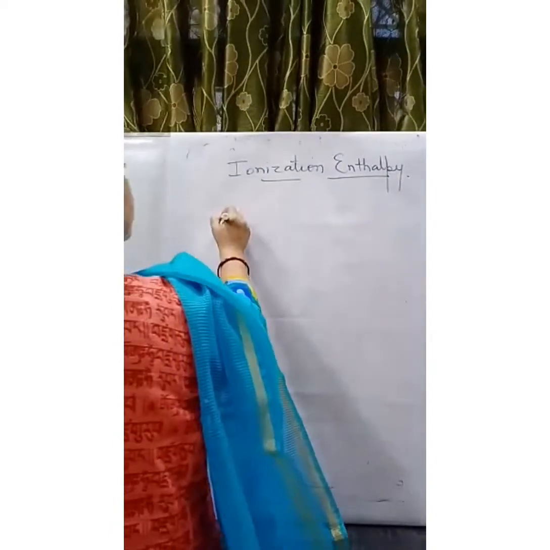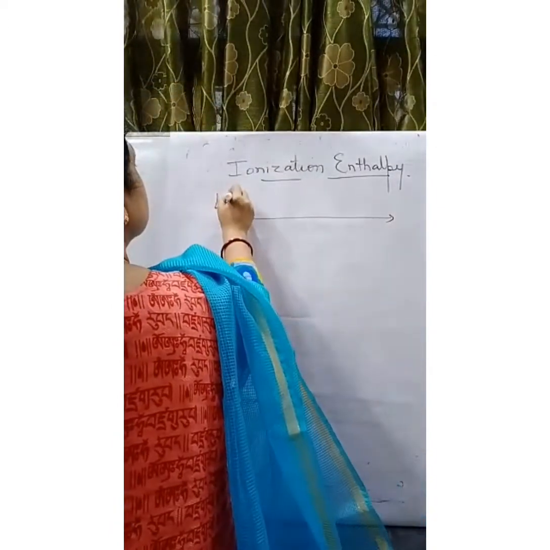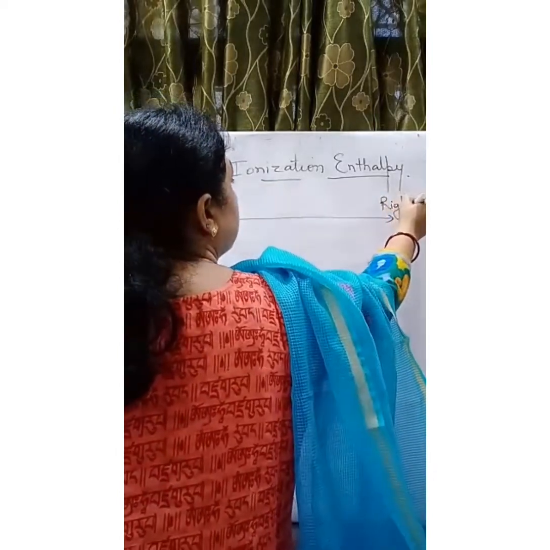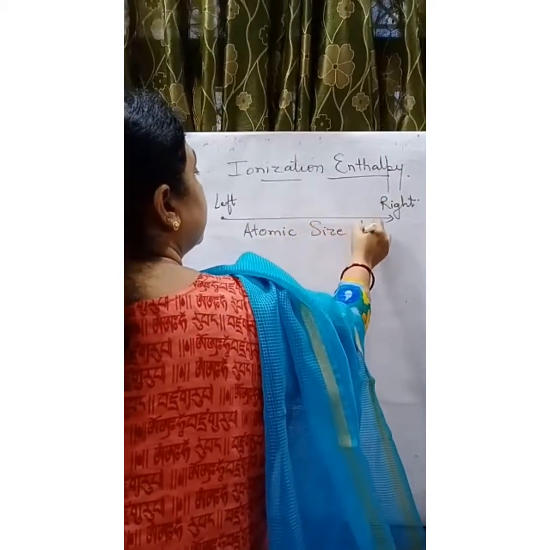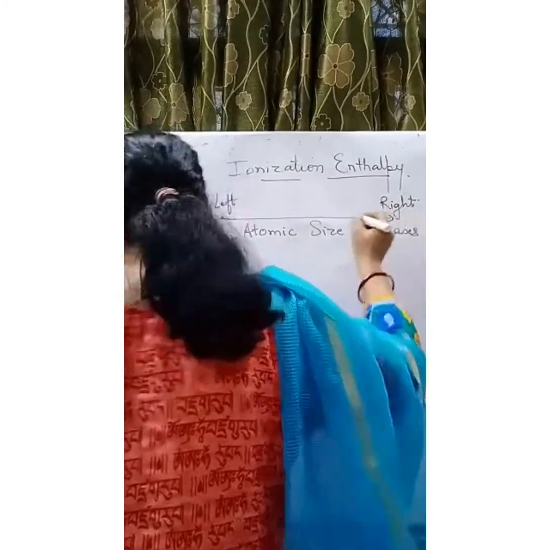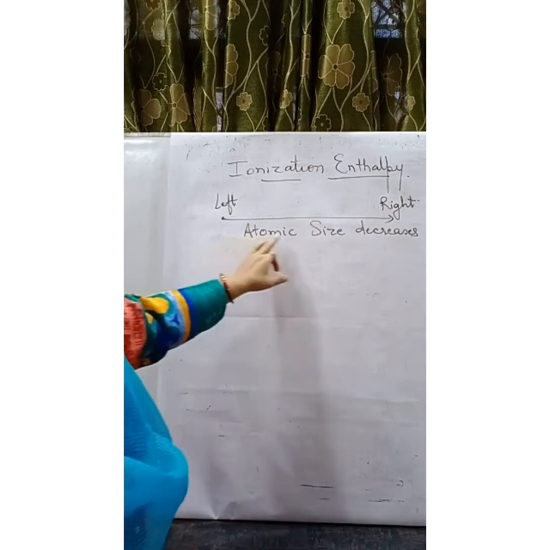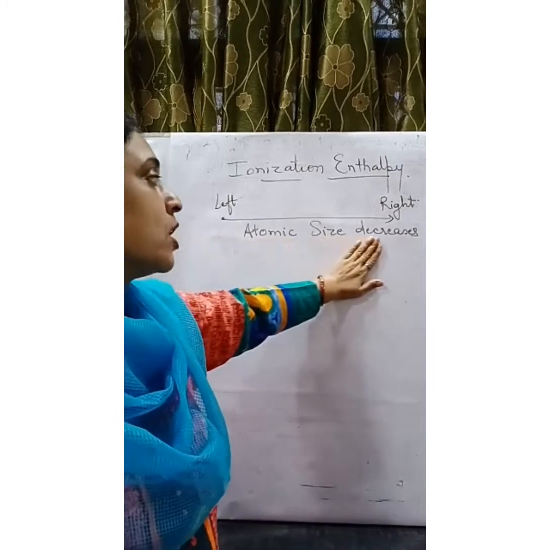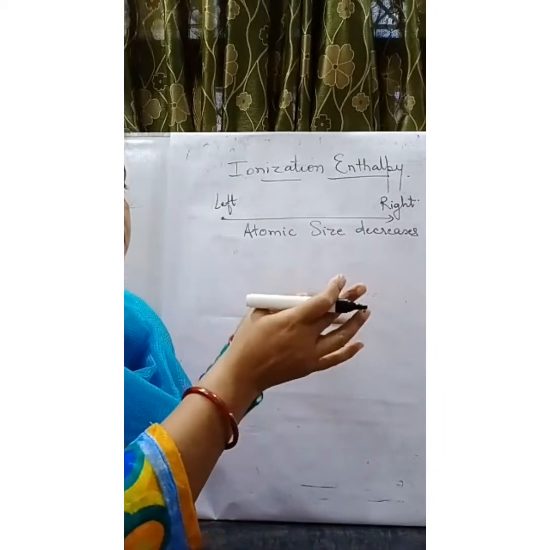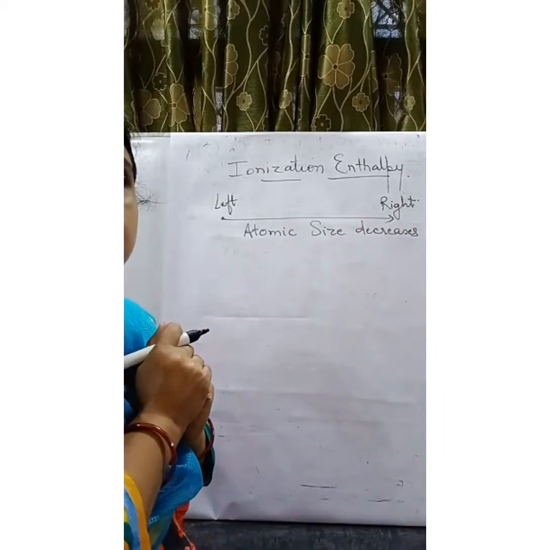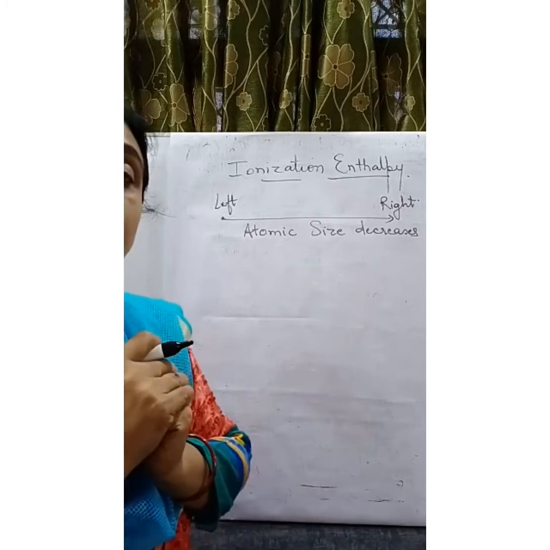We know that as we move from left to right in a periodic table, atomic size decreases. Why? Because every time electrons are added into the same shell, the nucleus has strong force of attraction for the outer electrons, and as a result, contraction takes place in atomic size. So atomic size decreases. Now, if the atomic size decreases and the nucleus has strong force of attraction for the outer electrons, in such a situation, more and more energy is required to remove the electron.